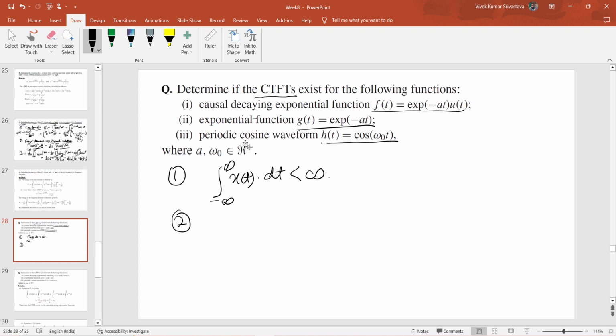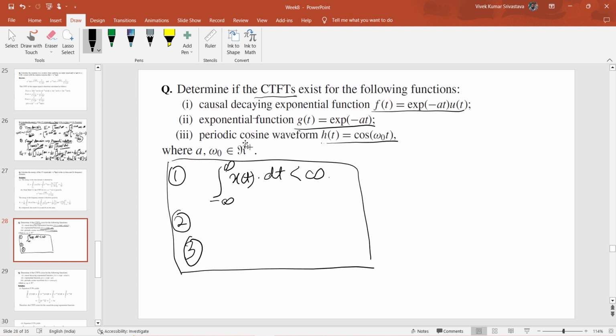The second Dirichlet condition states that there should be a finite number of maxima and minima within any interval. Similarly, the third condition states that the function should have a finite number of discontinuities within its interval. So if any function satisfies these three conditions, we can say that the Fourier transform can exist for that function. So basically we have to check these conditions.